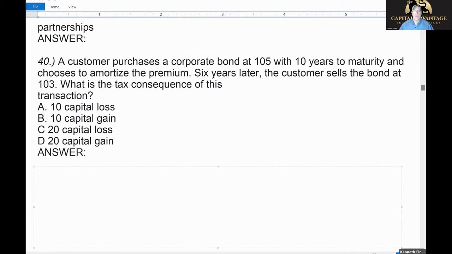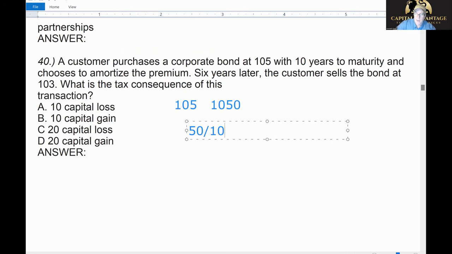Let's not go there. First of all, we take the distance from par. So this is 105, which is really 1,050. So we're going to take 50 and divide it by 10, that equals $5 a year. Now I could just do it for 6 years, going 1,050, 45, 40, but I don't want to do that because I'm lazy. So 6 years later, I'm going to do 6 times 5, that equals 30. That means I'm going to drop the price by 30.